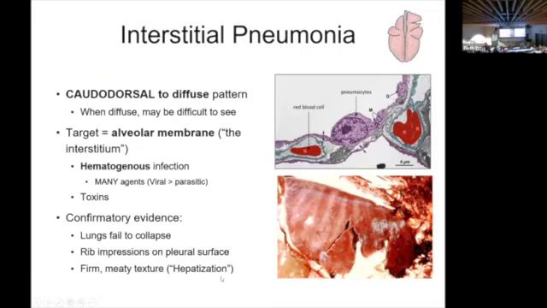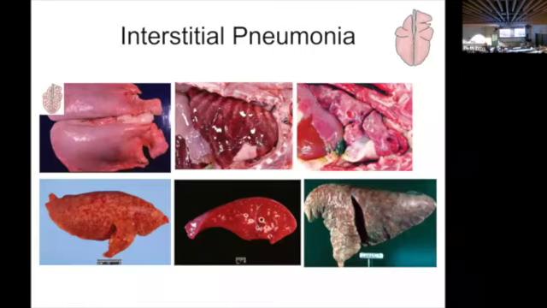And then this hepatization, this is not specific for any change. It just means the lungs are too firm and starting to look like liver. You can see this with any type of pneumonia. So not specific for interstitial.